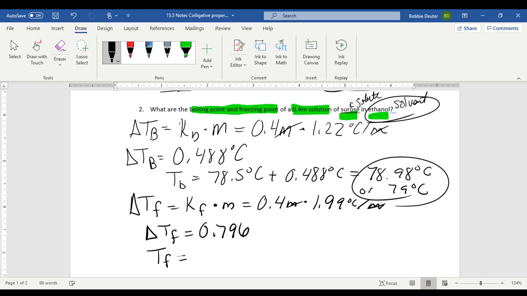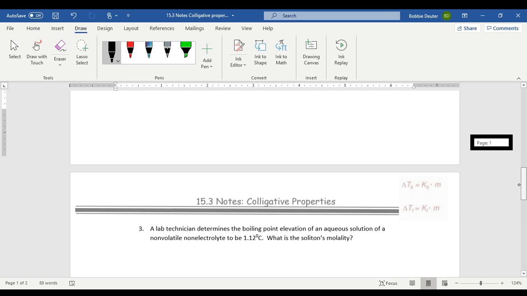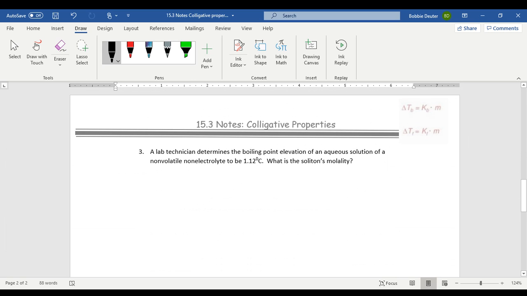So we look at the freezing point of our solvent, which would be ethanol, which is negative 114.1. We subtract the depression that we just found, and we should get a number of negative 114.896 degrees Celsius. Again, if we rounded this to three significant digits, 115 is much different when we talk about 2/10. So we want to leave those out a little bit further, which is totally fine. We'll probably do more like 5 significant digits for this. This problem's a little bit different.